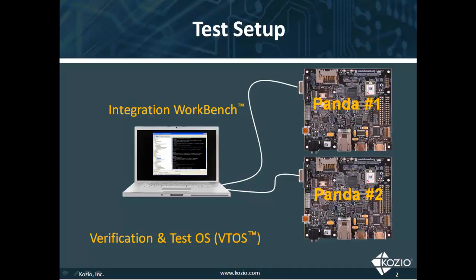We'll be using a Panda board which is based on TI's OMAP4 processor, and we'll be using two of those boards. The first Panda board exhibits a memory error, and the second one does not. Each Panda board will be running VTOS. VTOS is Casio's special purpose operating system for verification and test. VTOS will be communicating to a laptop which is running Integration Workbench. Integration Workbench acts as a user console, providing a test menu as well as a command line interface to VTOS.